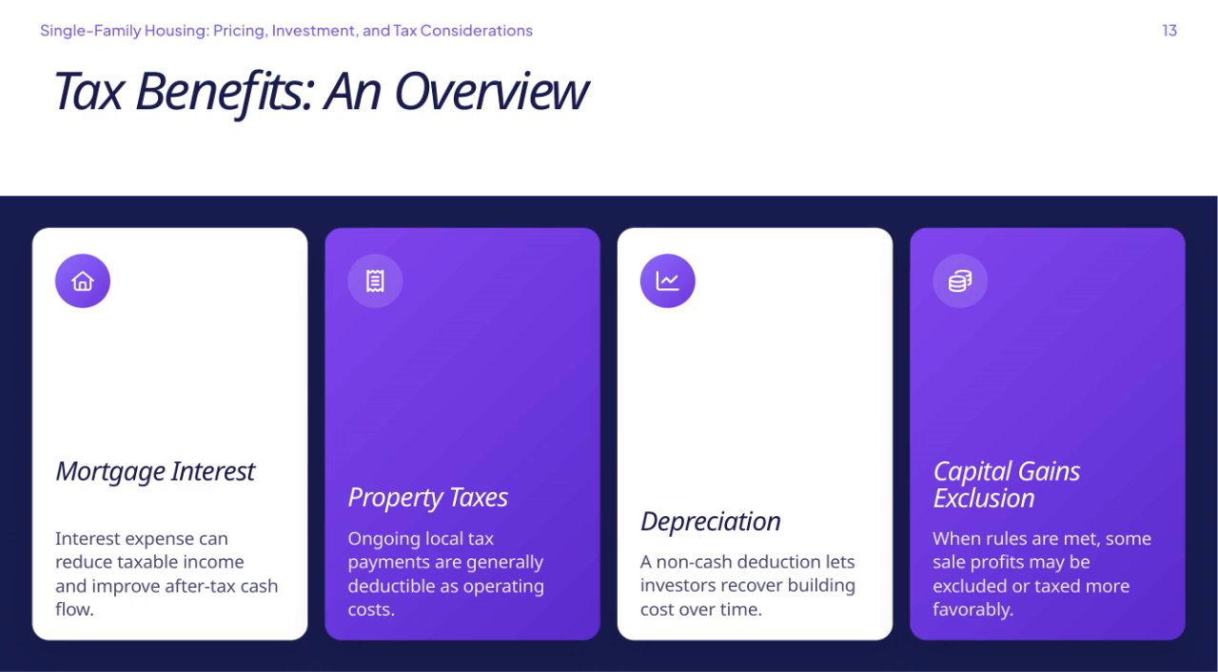Depreciation is a powerful tool, too. Even though it's a non-cash deduction, it allows you to recover the cost of the building over time for tax purposes. This can create substantial tax savings by reducing your reported income. Finally, the capital gains exclusion offers potential tax relief when you sell the property. If certain conditions are met, you may be able to exclude some of the profit from your taxable income or be taxed at a more favorable rate, making the investment even more rewarding. Understanding these tax benefits is crucial in maximizing your investment's financial performance and ensuring smarter financial planning.